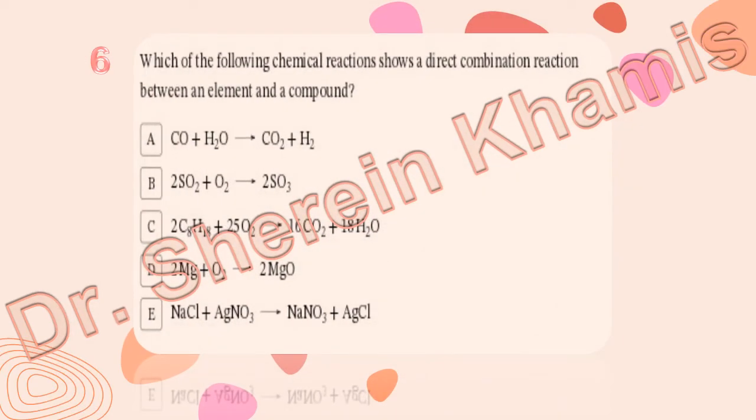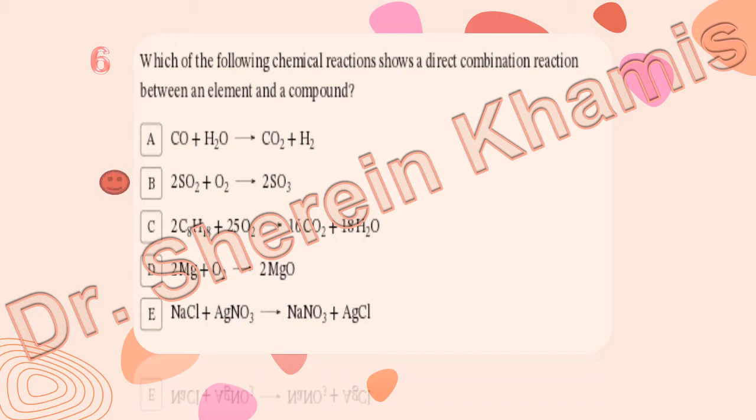We have question 6, which says: which of the following chemical reactions shows a direct combination reaction between an element and a compound? Okay, we want a direct combination, which means that we have only one single product. Do you understand this? We have here a reactant between an element and a compound. The first one here is compound and compound. The second, B, is a compound and an element, right? So it will give one product, so the right answer will be letter B.